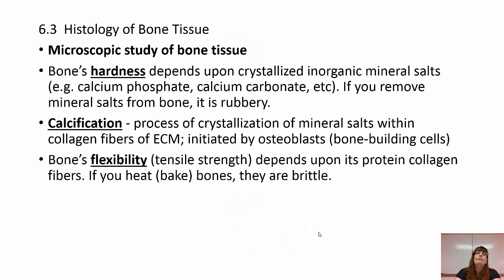So, microscopically speaking, the bone's hardness depends on how much crystallized inorganic mineral salts there are. If you actually remove the mineral salts from the bone, it's kind of rubbery. And you can actually do this in a lab. You can soak the bones and remove those mineral salts, and then when you pick the bone up, it kind of becomes rubbery.